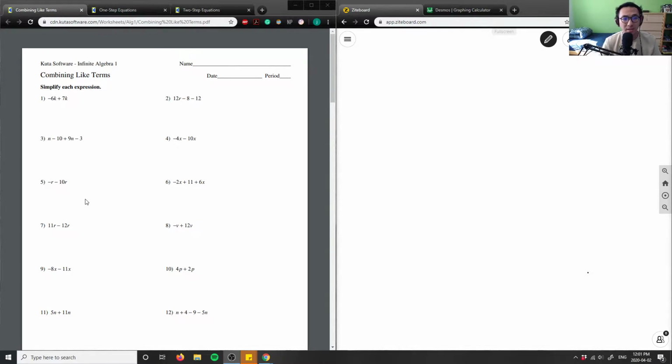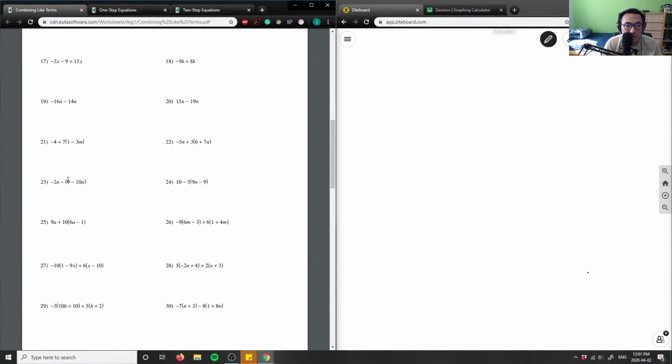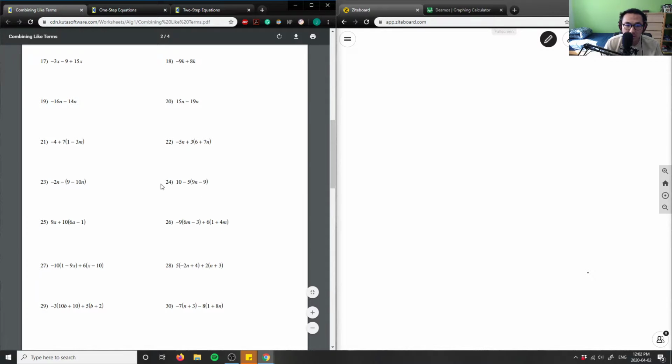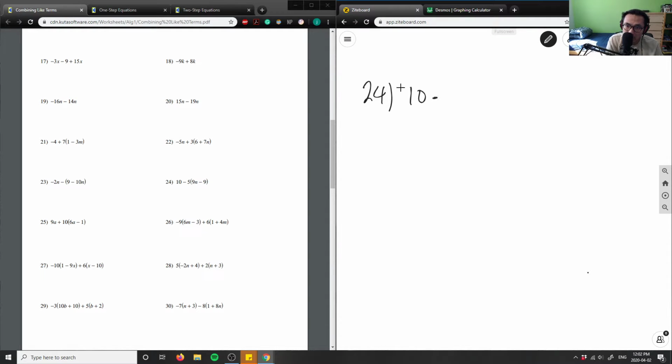Today, we talked about this concept of distributive property and combining like terms last week, last session. Let's just do one problem here, number 24. This is just a review of what we did last session. Problem 24 is 10 minus 5 times (9n minus 9), I believe. How will we approach this problem? Just a little review of our lesson last session.